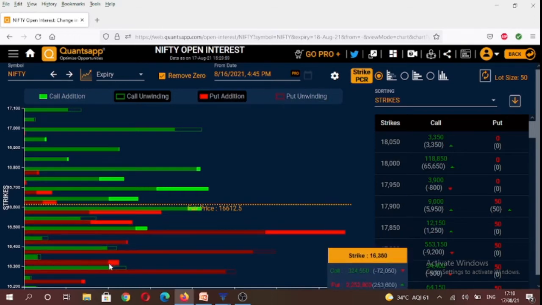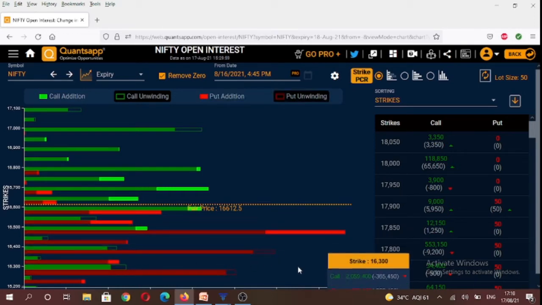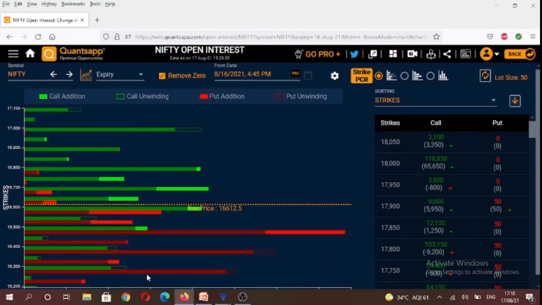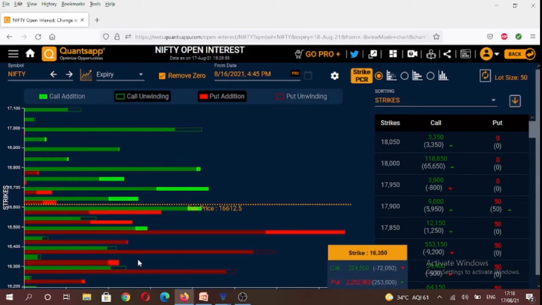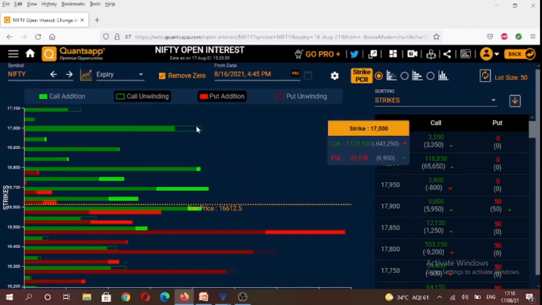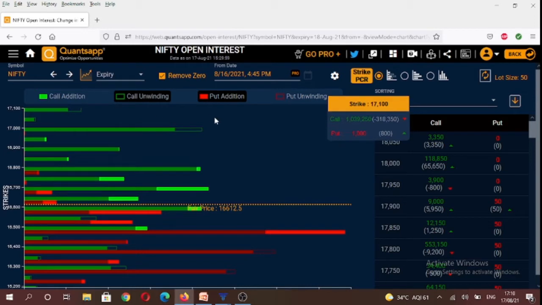So all the in the money calls saw their open interest reduce. So it tells us that call option buyers book their profits, and call option writers book their losses in the money call strikes. And you will also see that out of the money calls, 17,000 call strike and 17,100 call strike, also witnessed open interest reduction. So it tells us that call option buyers book their losses, and call option writers of out of the money call strikes book their profits.